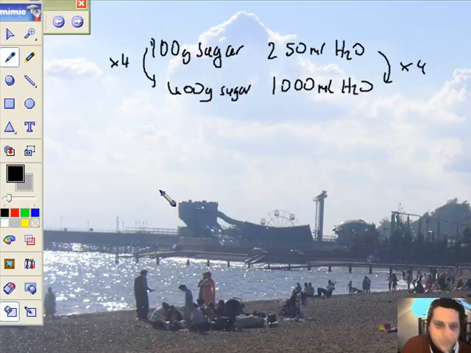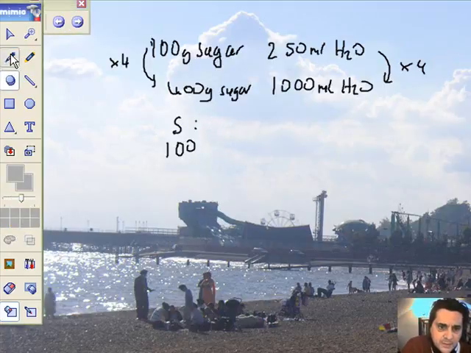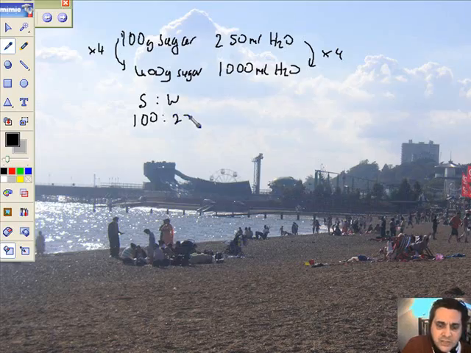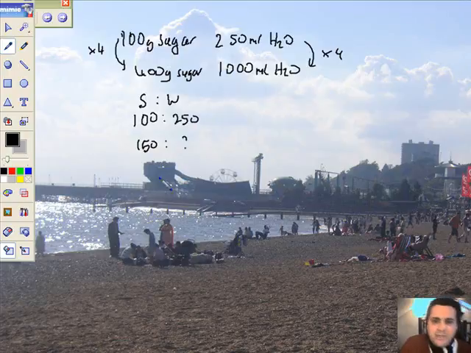Alright, so same ratio. Now, how much water is mixed with 150 grams of sugar? Just get the ratio right. 100 grams of sugar to 200, oops, so sugar to water, call it W now instead of H2O, so 100 grams to 250 millilitres, that's okay. I've now got 150 grams of sugar, how many millilitres? I can see that I'm going to multiply it by 1.5 times, so I'm going to multiply my 250 by 1.5 times.